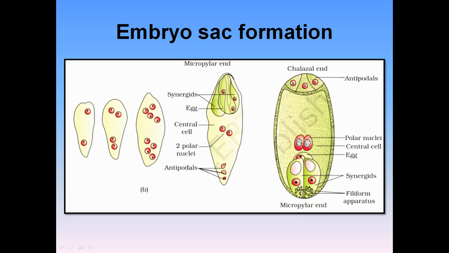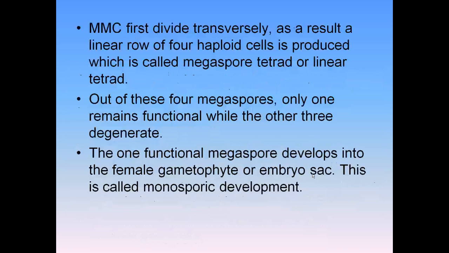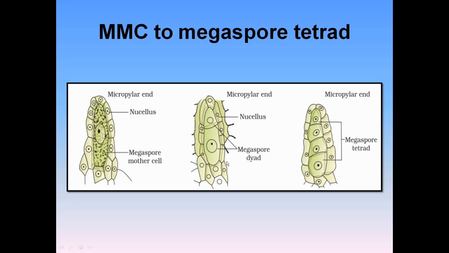And how many nuclei are there? 1, 2, 3, 4, 5, 6, 7, 8. And 8 nuclei are there in the angiospermic embryo sac. This is a quite unique specialty of the angiospermic embryo sac, because it comprises 7 cells but 8 nuclei. Okay, so you have a clear-cut idea how these diagrams are being correlated.